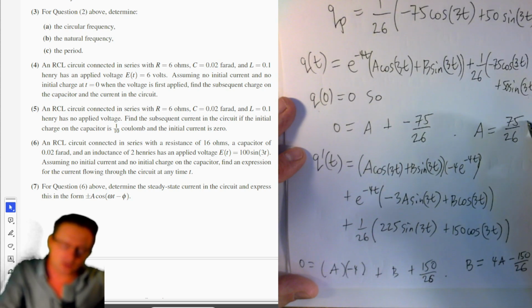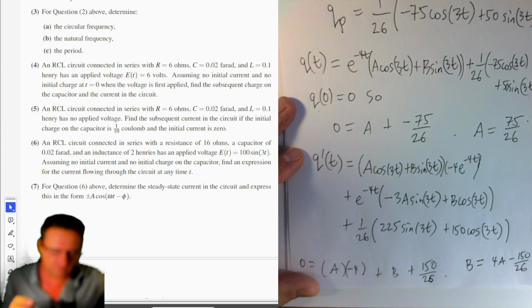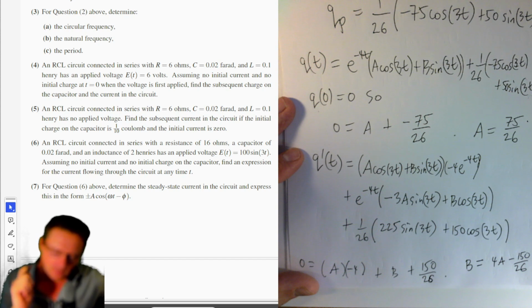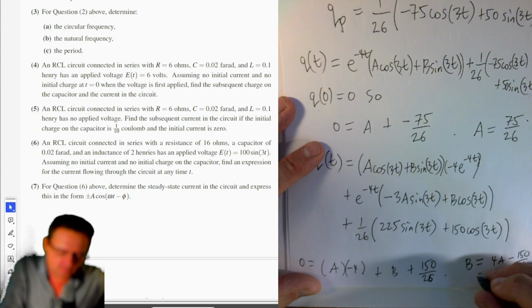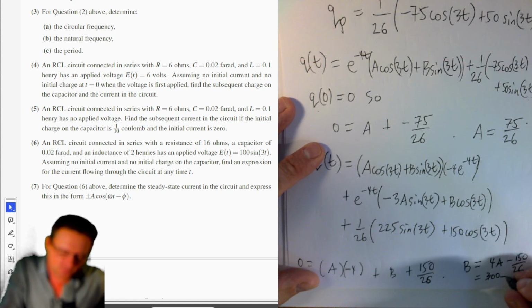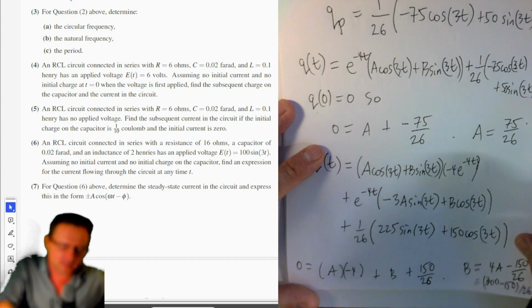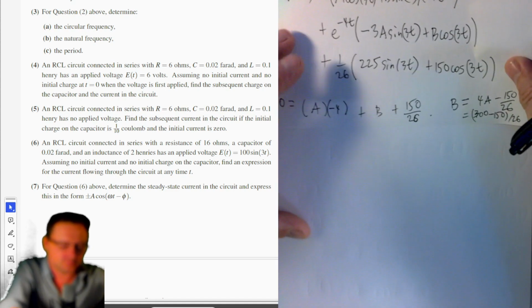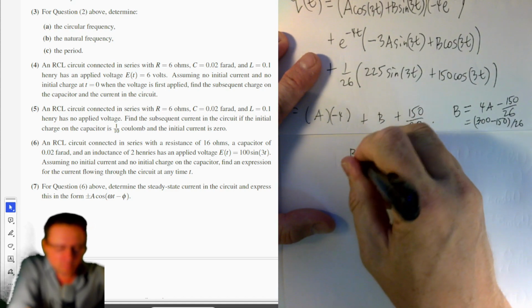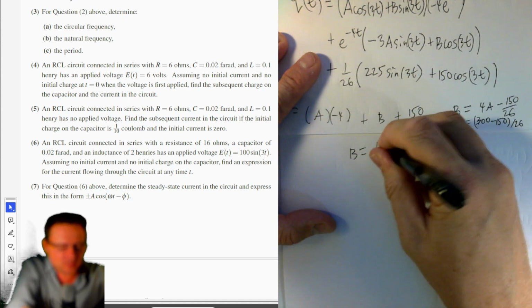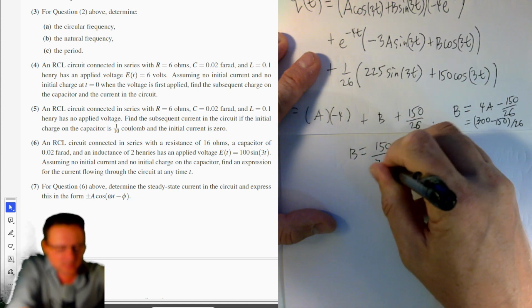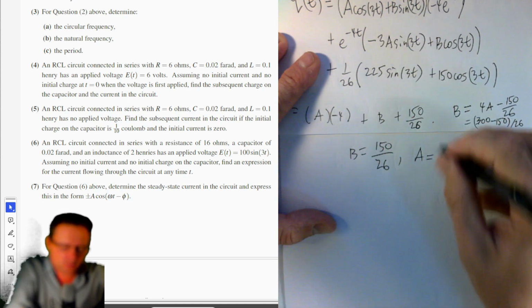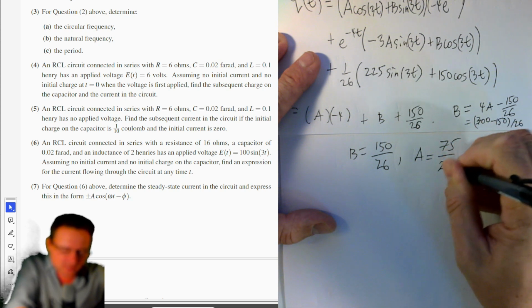And so multiplying 75 by 4, we have 150 times 2 is 300. So 300 over 26. So 300 minus 150 all over 26. And so that gives us B is equal to 150 over 26. And A is equal to 75 over 26.